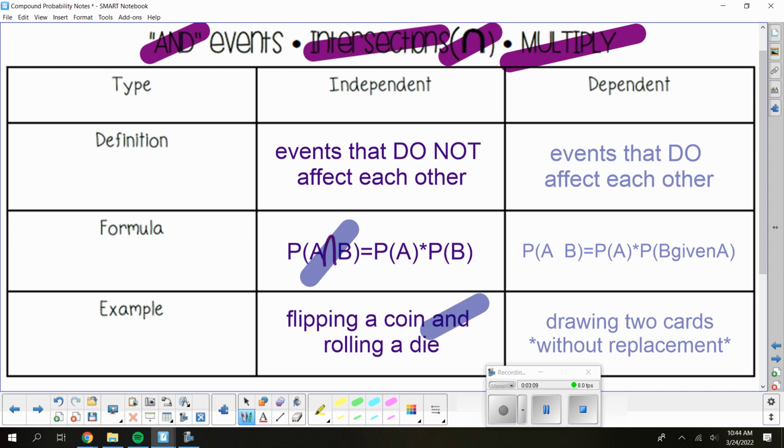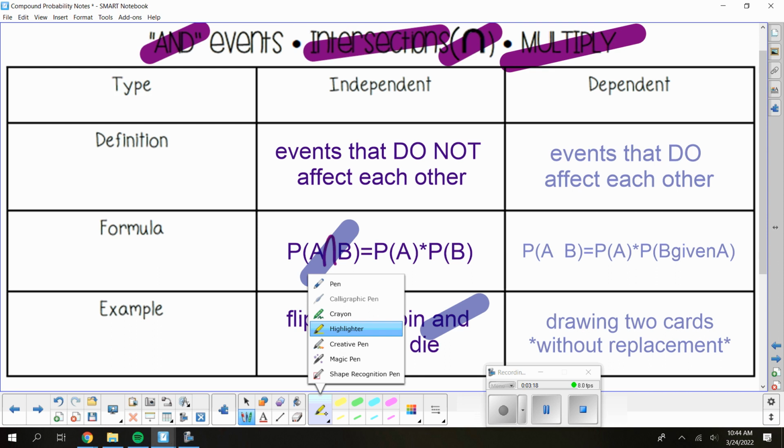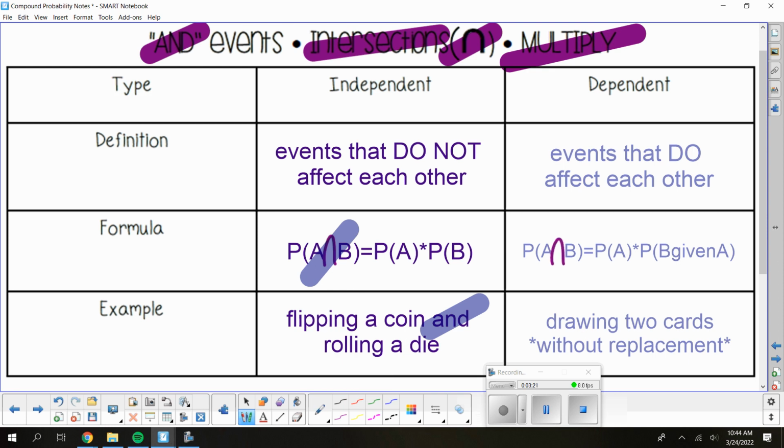If you think about it, flipping a coin has no effect on what you get when you roll a die. Dependent events are events that do affect each other. That's going to be the probability of A and B. There's your symbol again. We are going to take the probability of A times the probability of B given A. So knowing that A already happened, what does that affect? This is like drawing two cards without replacement. Essentially what this means is you've altered the sample space. Say you drew a card and you didn't put it back in the deck, so now we're down a card. Or you drew a marble and you didn't put it back in the bag. So your sample space will be affected.